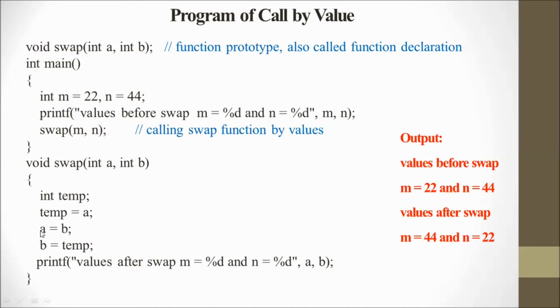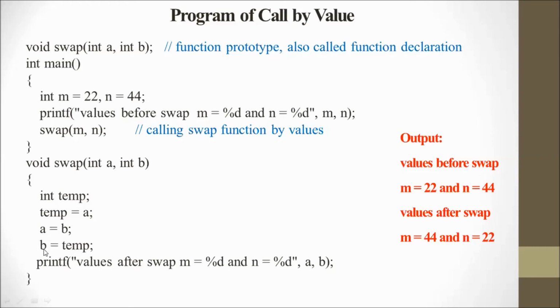Next, a equal to b. b holds the value 44, so the 44 value is copied to a, and the latest value of a is 44. Now b equal to temp. Temp stores the value 22, so temp copies the 22 value to b.